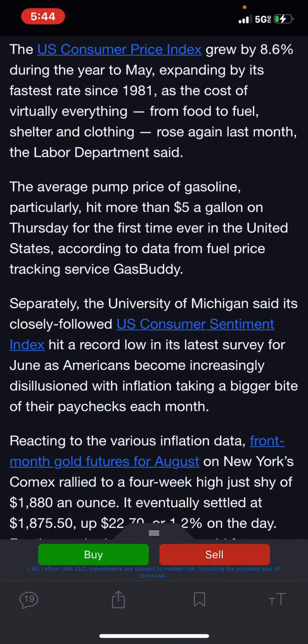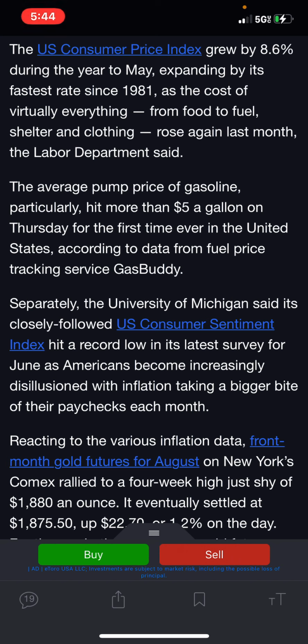So now it's talking about gasoline, because gasoline is basically the source of this inflation. But these gasoline issues that we're having with oil are more geopolitical than anything else. The average pump price of gasoline hit more than $5 US on Thursday, the first time ever in the United States, according to fuel products data.